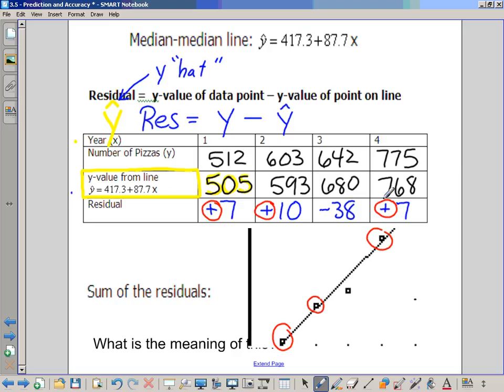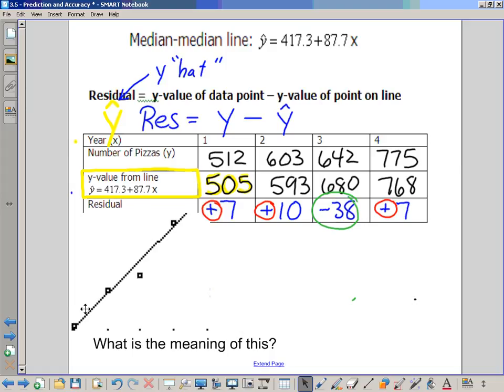Above by a lot? Not really. 7 pizzas off when we're talking about 500 pizzas, that's not a lot. 38 below, that's more significant, right? So you can see there that that number that was 38 below was very noticeable. What is that noticeable point called when it's way out there? It's called an outlier. So we have a point that is way out there and not really close to the rest of the data.